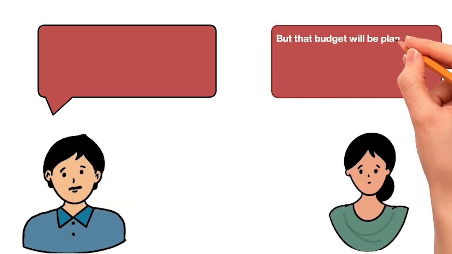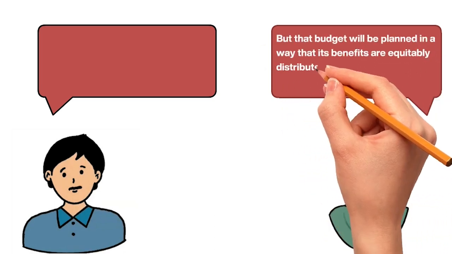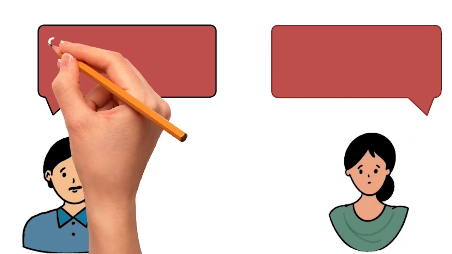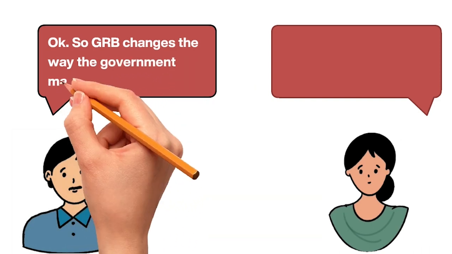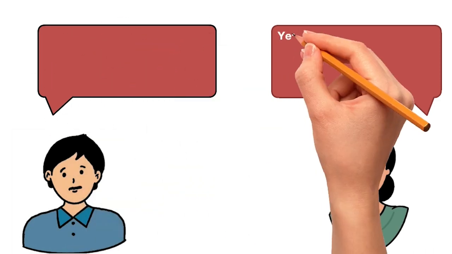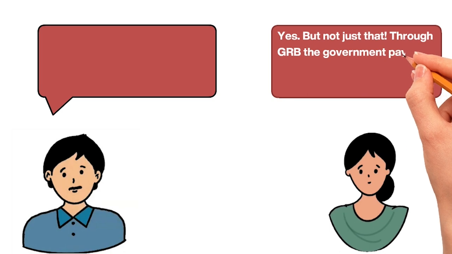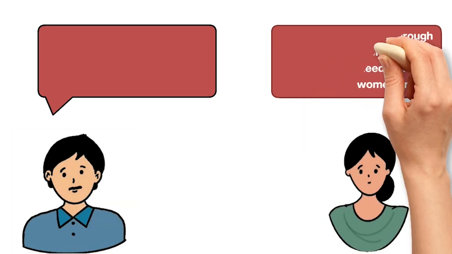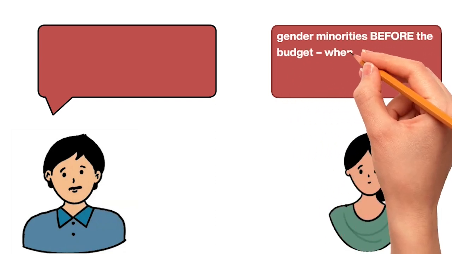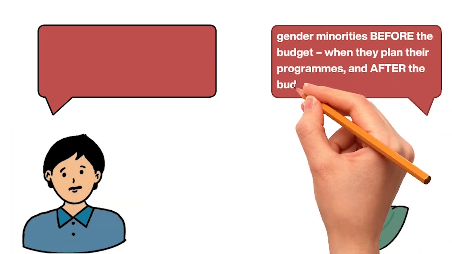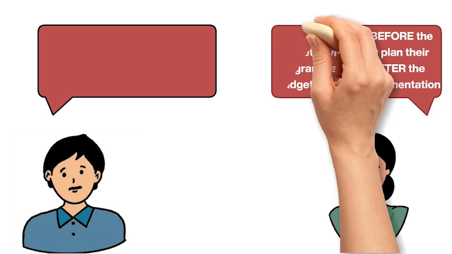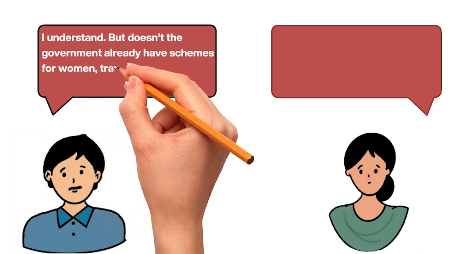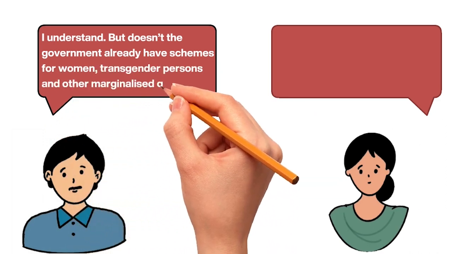But that budget will be planned in a way that its benefits are equitably distributed between persons of different gender identities. Okay, so GRB changes the way the government makes its budget. Yes. But not just that. Through GRB, the government pays attention to the needs and experiences of women and gender minorities. Before the budget, when they plan their programs, and after the budget, during implementation. I understand. But doesn't the government already have schemes for women, transgender persons, and other marginalized groups?